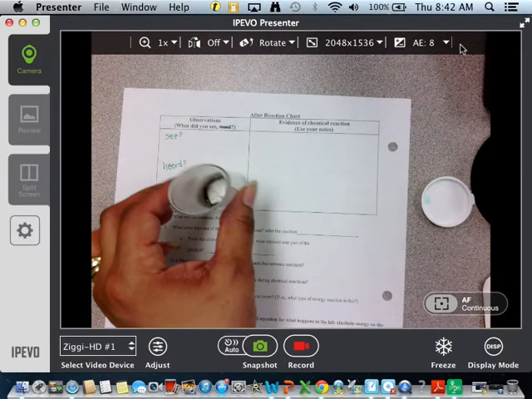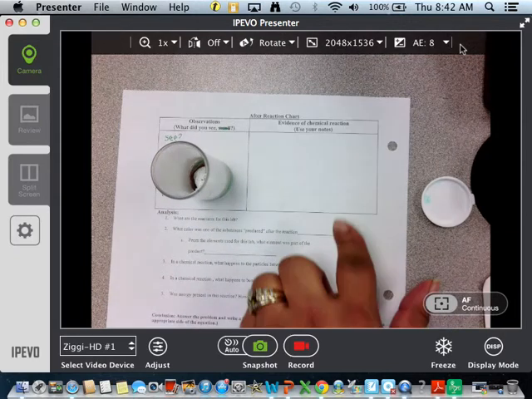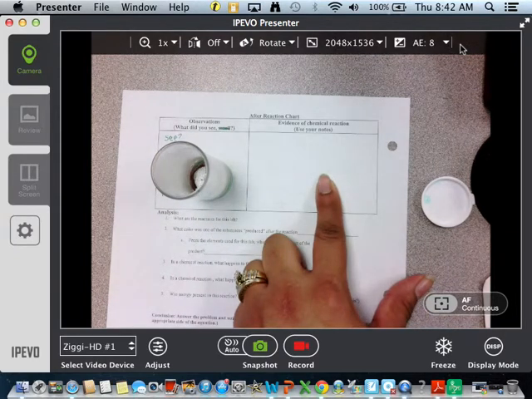Now that you had an opportunity to observe it, you need to be looking in your notes and writing down evidence of a chemical reaction. So get in your notes and find evidence. We wrote down about 6 or 7 of them, I believe. And you need to write down the ones that apply to this lab.